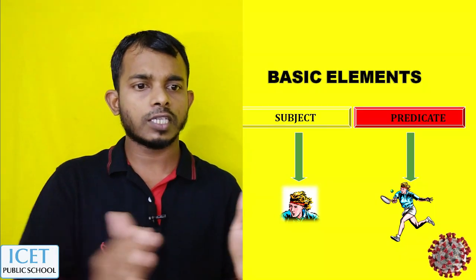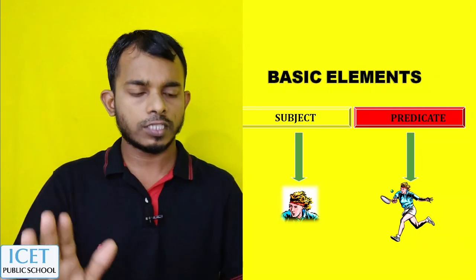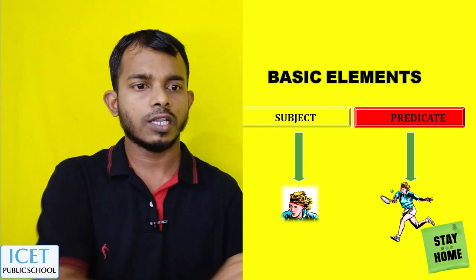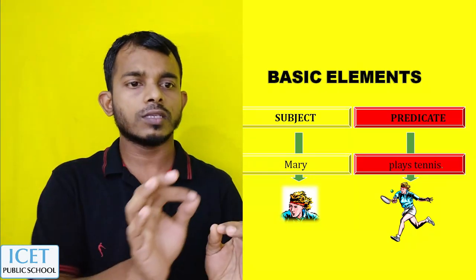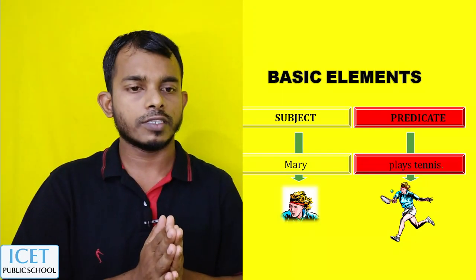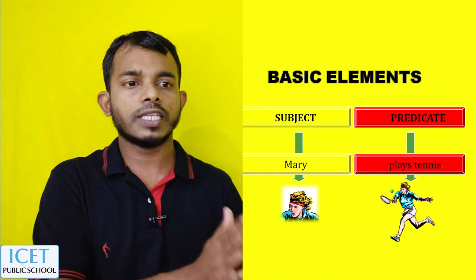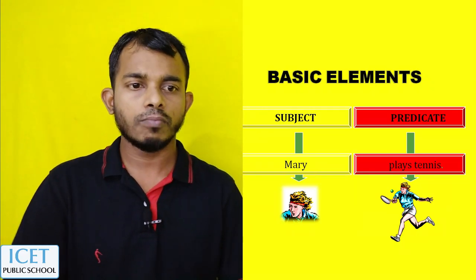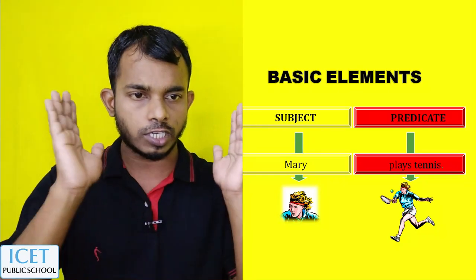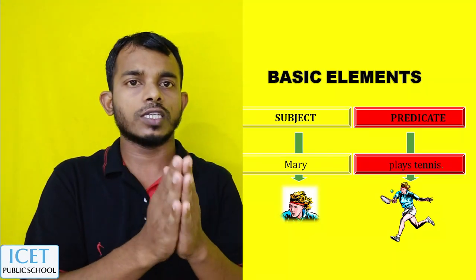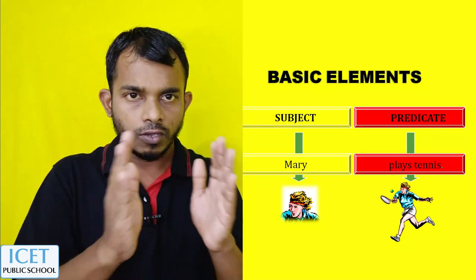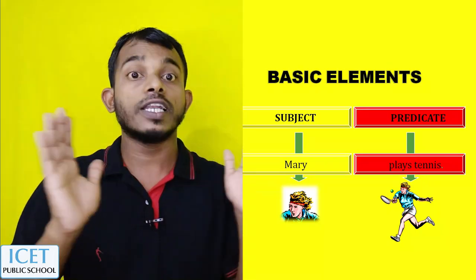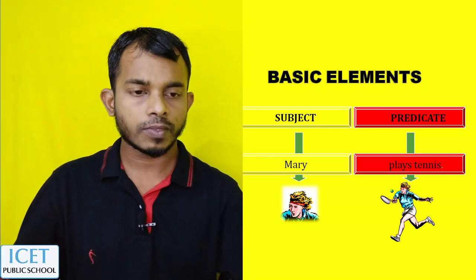Clear? Now you can make a sentence. I have given the picture, any sentence. So I made a sentence like this. Mary plays tennis. This is the basic element of a sentence. Mary is the subject, plays tennis is the predicate. So Mary plays tennis shows the basic elements of the sentence, two parts. I hope you understood. Clear, right? We want to make it very clear without any confusion.